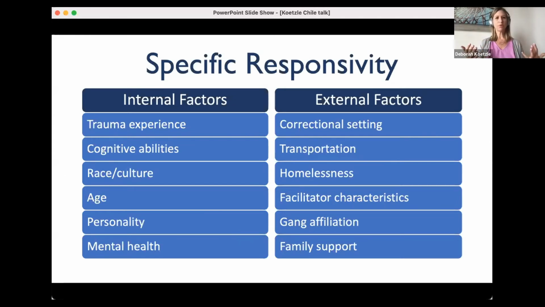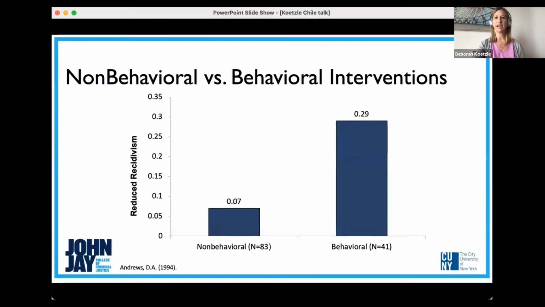So let's say I'm super motivated to change my behavior and I really, really want to do good, but I get home and my family sort of undermines the changes that I'm trying to make, or sort of punishes me for trying to make those changes. We need to be attentive to those issues. So general responsivity is about the type of treatment using behavioral approaches, and specific responsivity is really about those individual differences and how we need to address them to allow people to focus on the treatment, on the intervention itself.